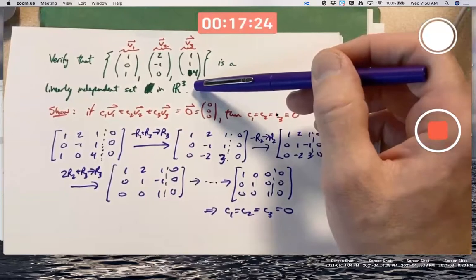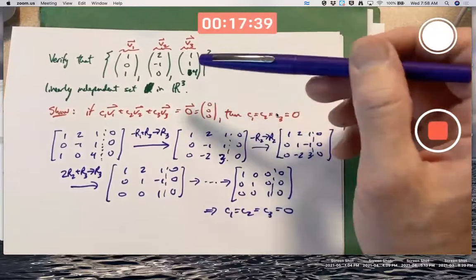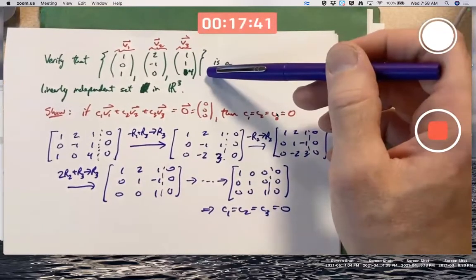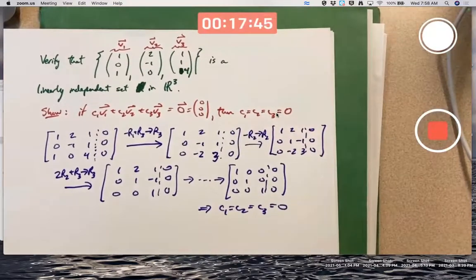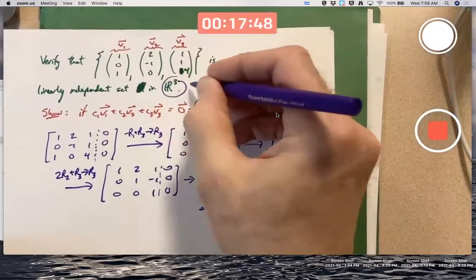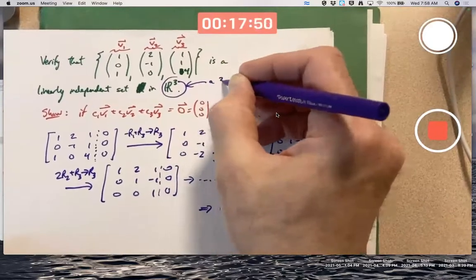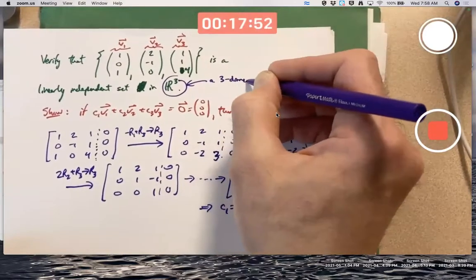It's actually a couple different theorems that can be used. One of them has the word basis in it. It's called the Basis Theorem. 3 linearly independent vectors in a 3-dimensional vector space. R3 is a 3-dimensional vector space.